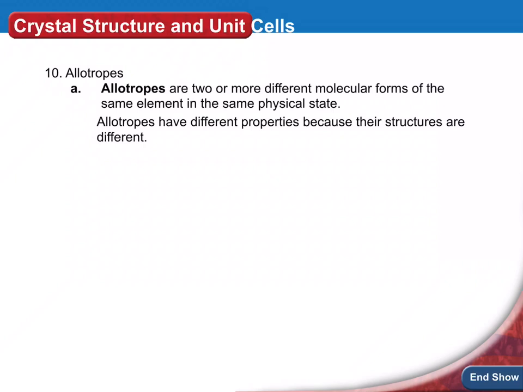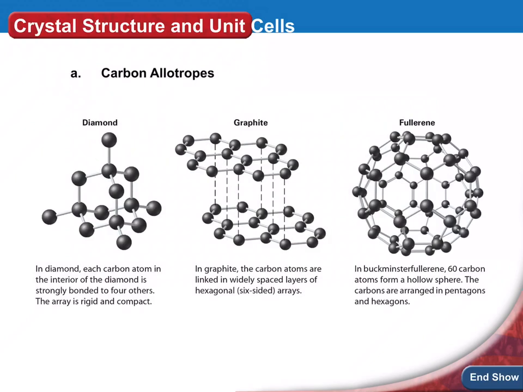They all have different properties because their structures are different. So the properties of solids depend a lot on their structure. They depend on what they're made of too, but that contributes to the structure as well. So it's all tied together. Only a few elements have allotropes. Here are some of the carbon allotropes.